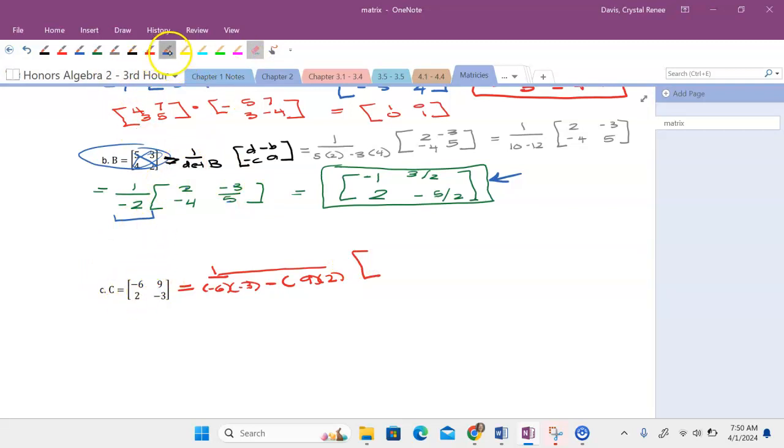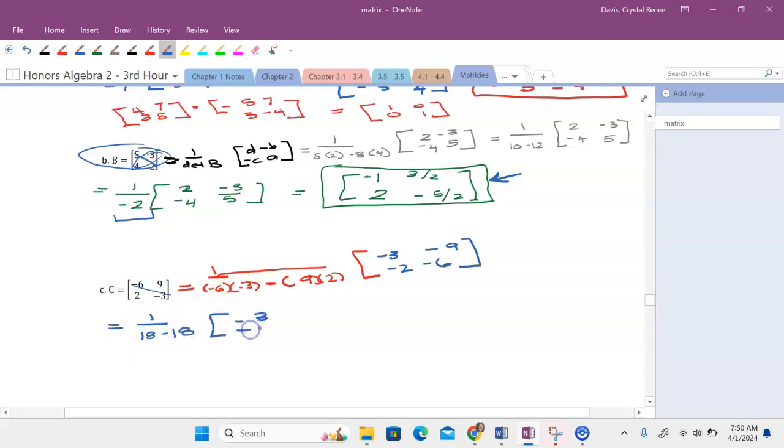I'm going to flip the places of these two, so -3 and -6, and then I'm going to make these the opposite signs, so -9 and -2. Okay, so if I clean this up, this is going to be 1 over 18 minus 18 times -3, -2, -9, and -6. Okay, which is simply 1 over 18 minus 18, which is 0.